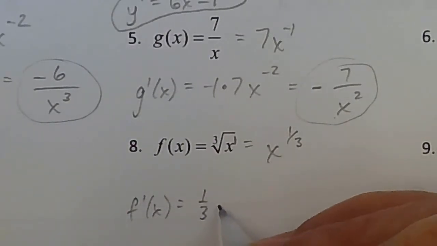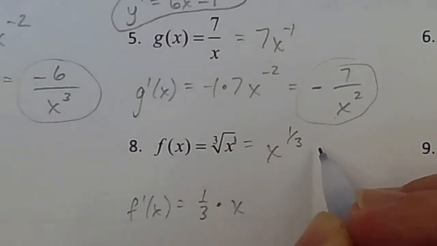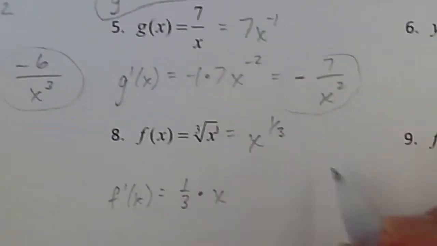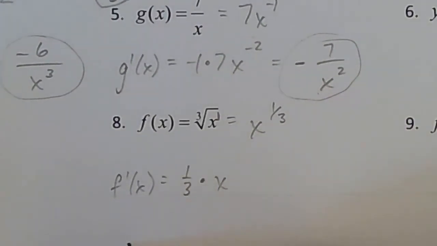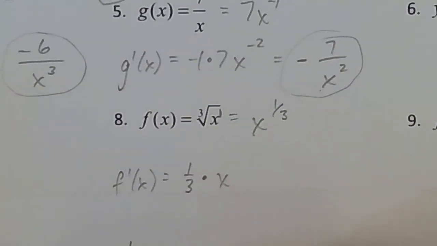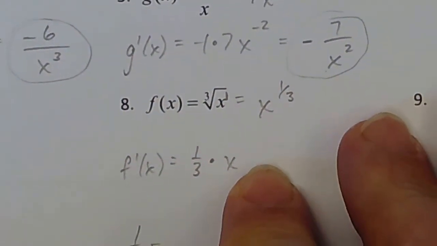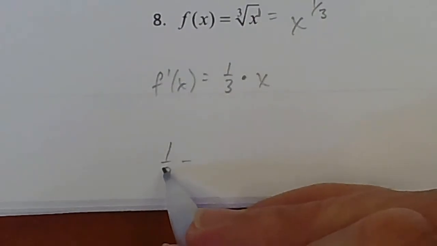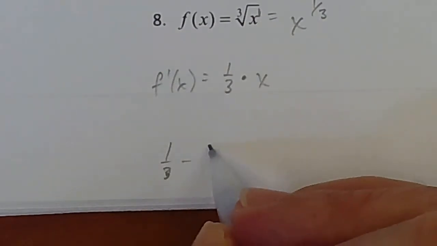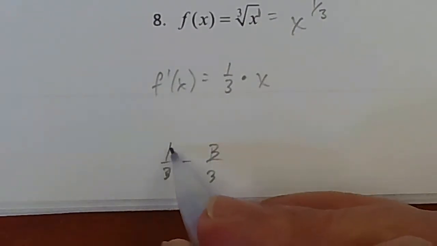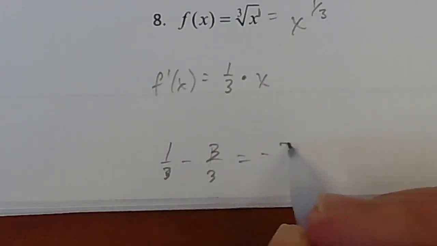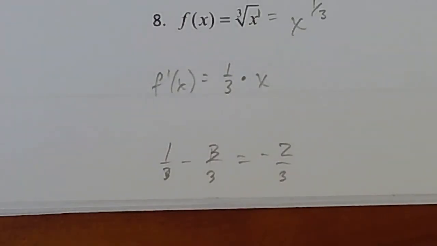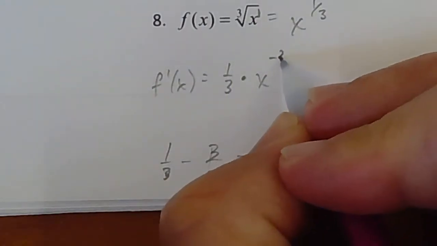1/3 times x, and then we've got to subtract 1 from that, right? So the math on that is 1/3 take away 1. So I would write 1 as 3 over 3. So if you're going to take 1/3 and subtract 1 from it, why don't you write it as 3 over 3? So now I've got 1 take away 3 is -2/3. Okay, so that's what we have here for an exponent.